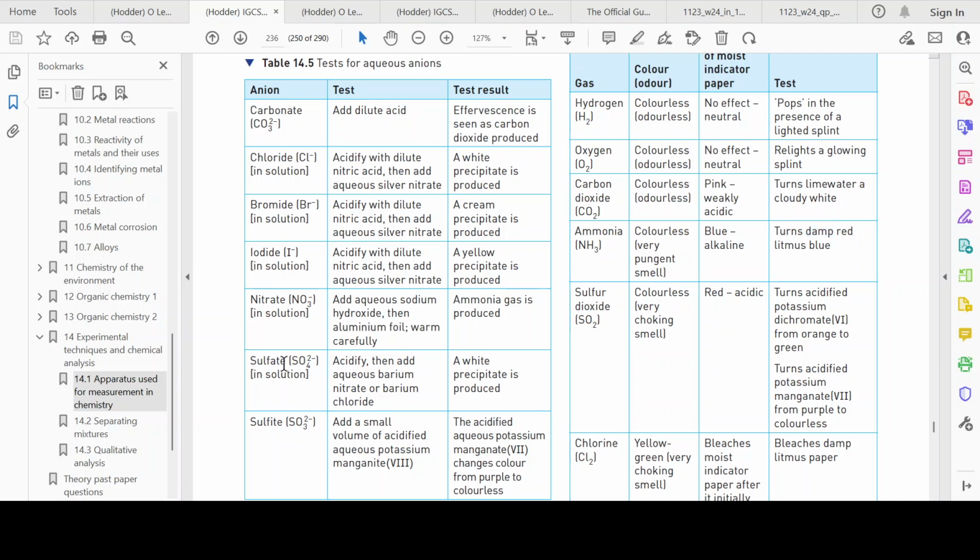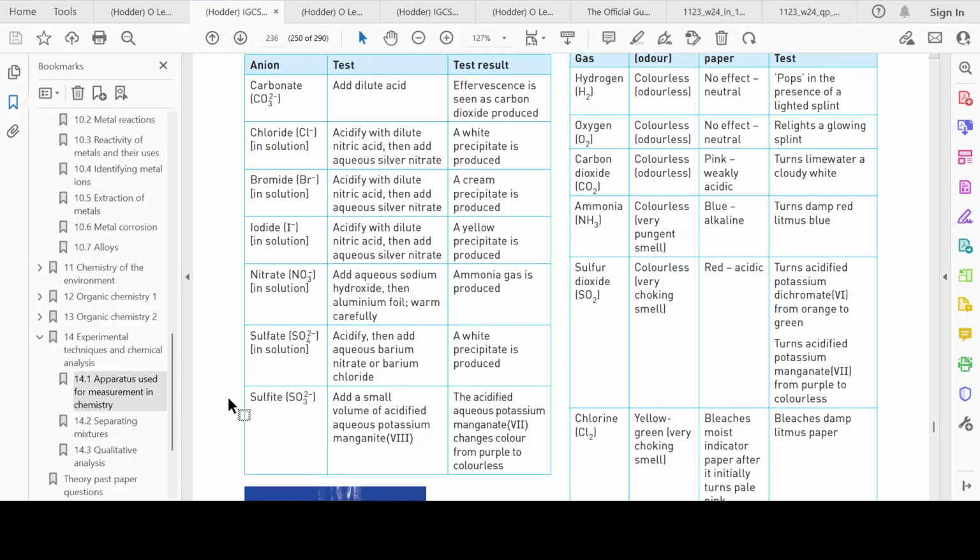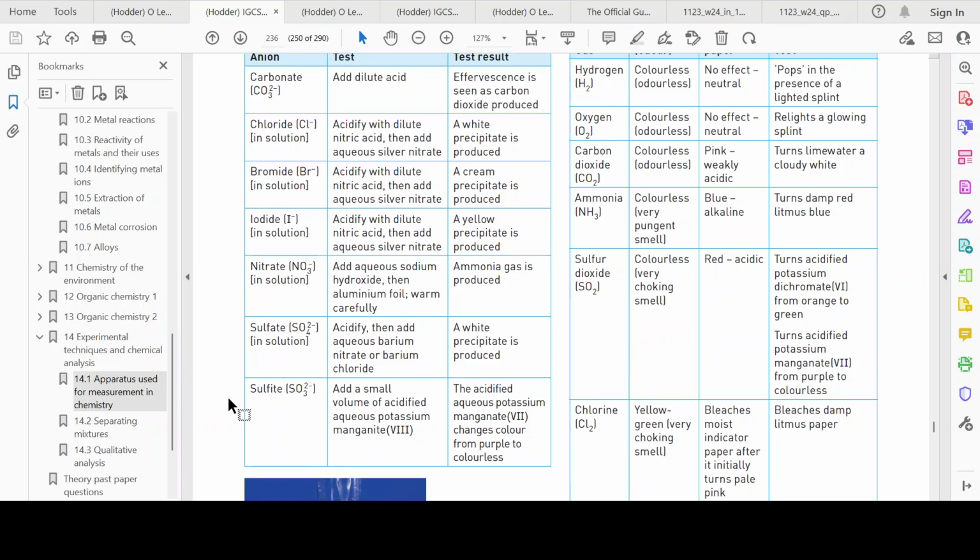Then you've got sulfate. You acidify it, then add aqueous barium nitrate or barium chloride, and again, we've done this earlier. This is a summary of all the different tests mentioned throughout the book. What you're going to get is a white precipitate, which is barium sulfate. And the sulfite: sulfite is SO3, sulfate is SO4, so they're different.